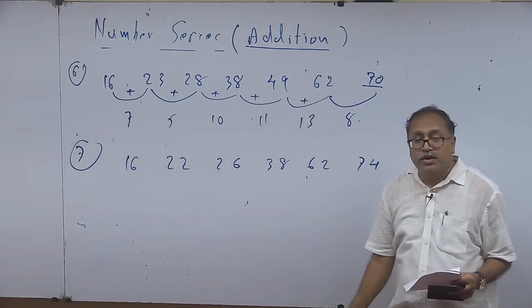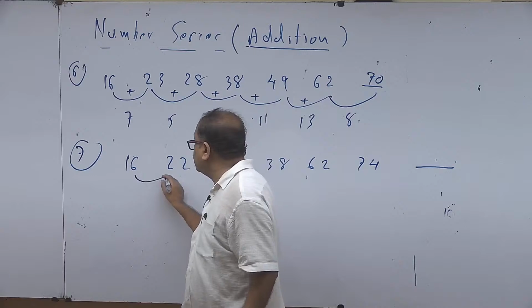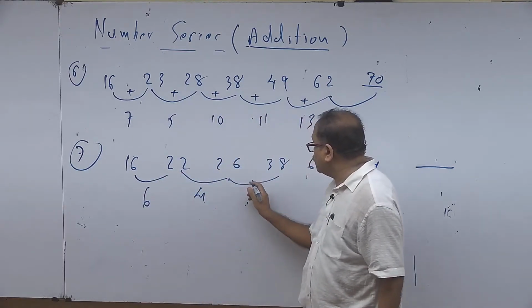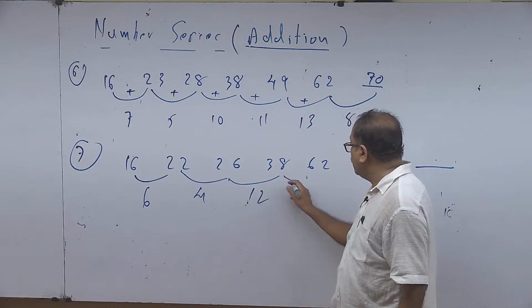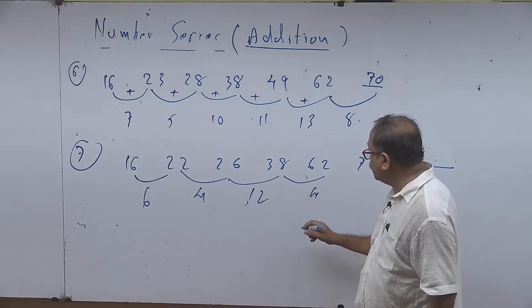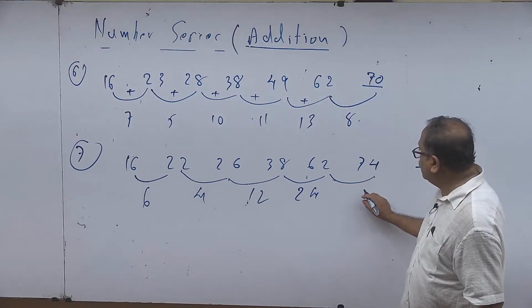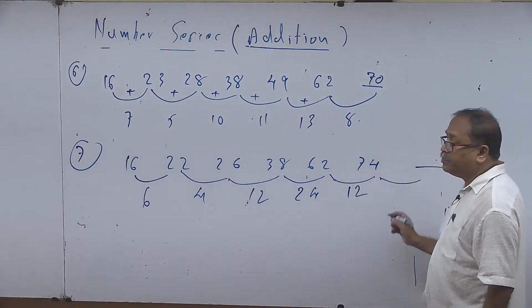So add it. Now from here to here you notice that this is 6 and here it's 4 and here it's 2 and 1, that's 12, and here it is 8 plus 4 is 12, carry 1, 3 and 1, 4, that's 24, and from here to here it's 12. What should be the next number?